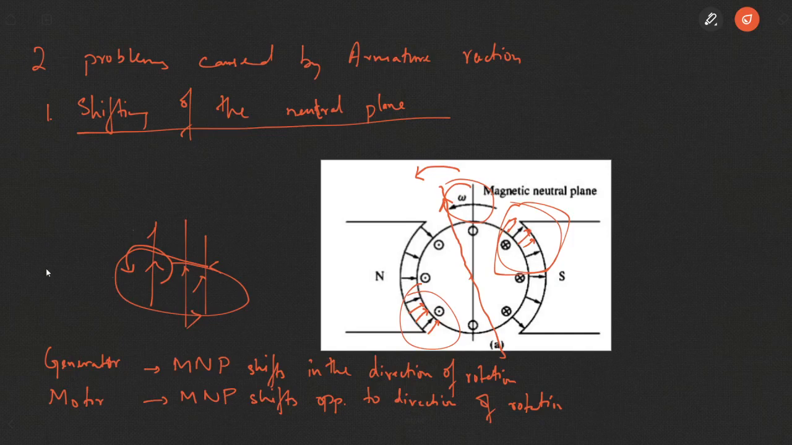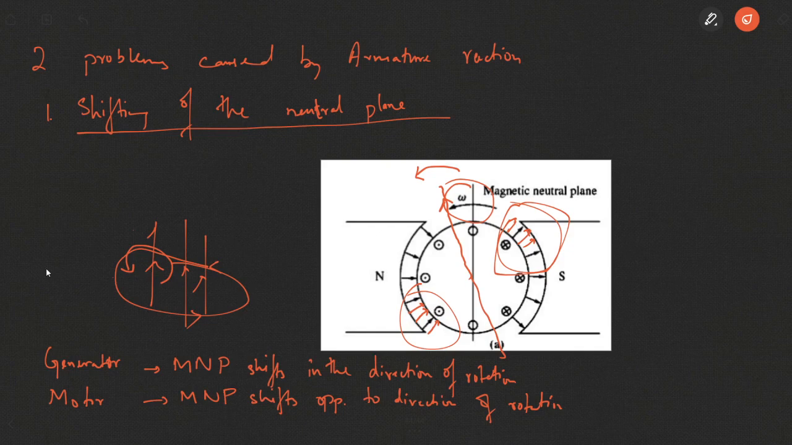We are discussing the problems caused in commutation, and we have discussed that there are two problems associated with commutation. One is the problem of armature reaction, and the second one is the L dI by dt voltage issue. So armature reaction basically causes two issues.